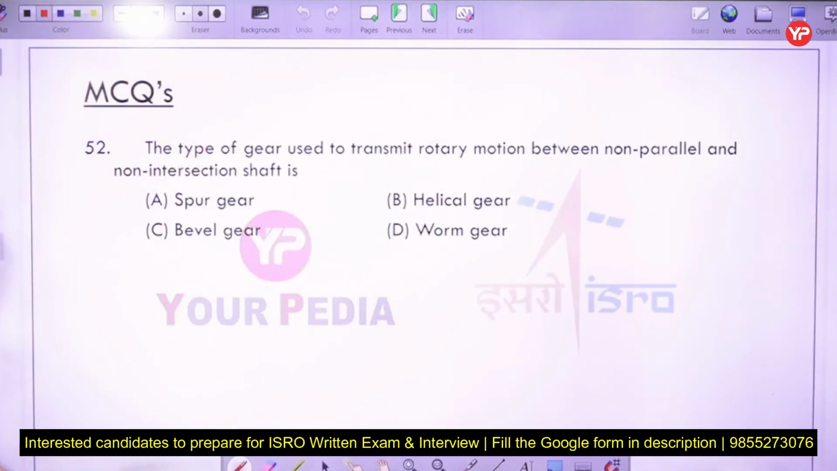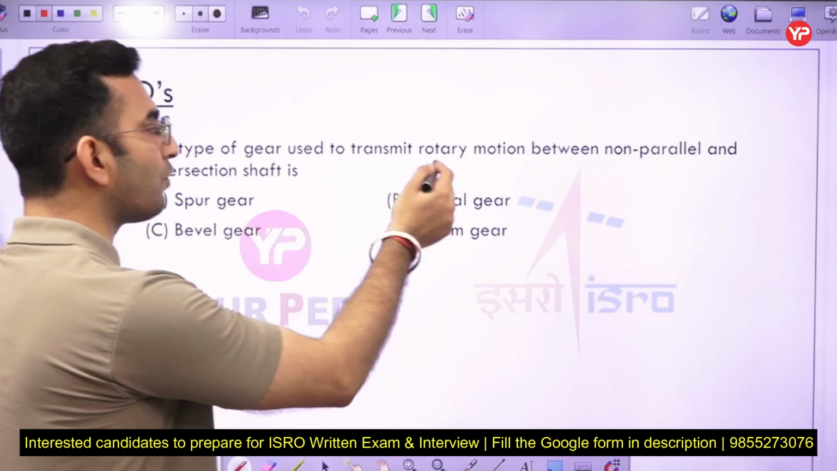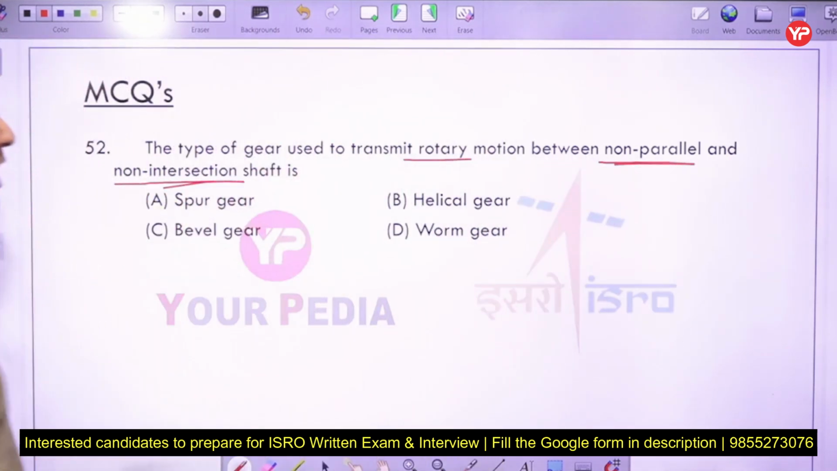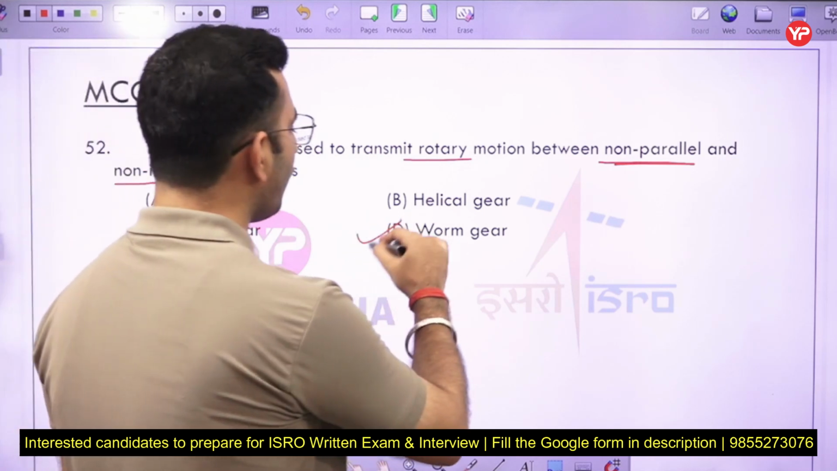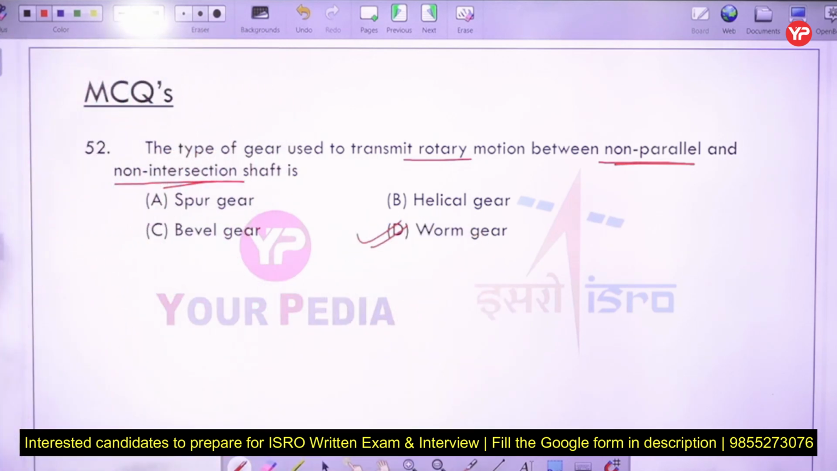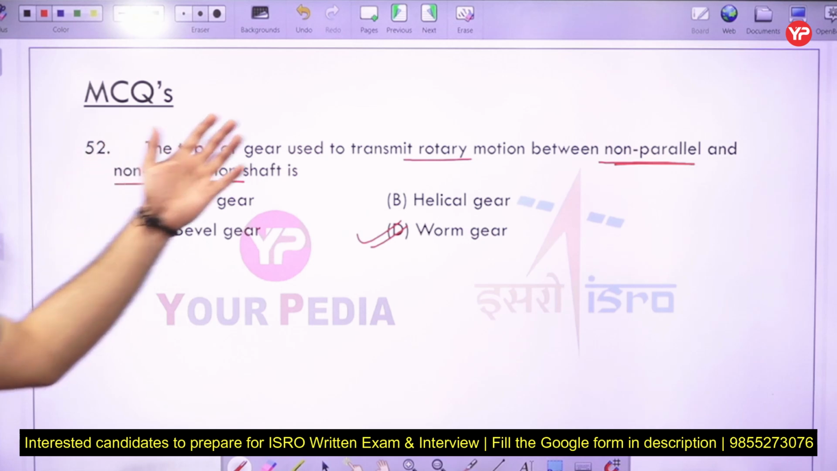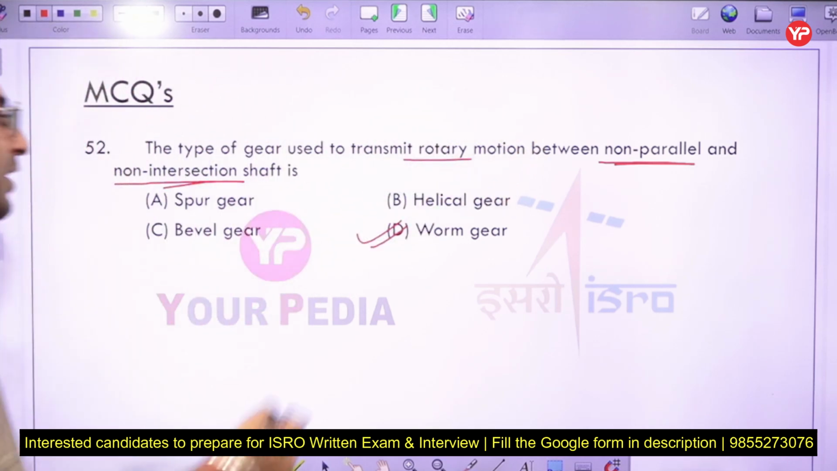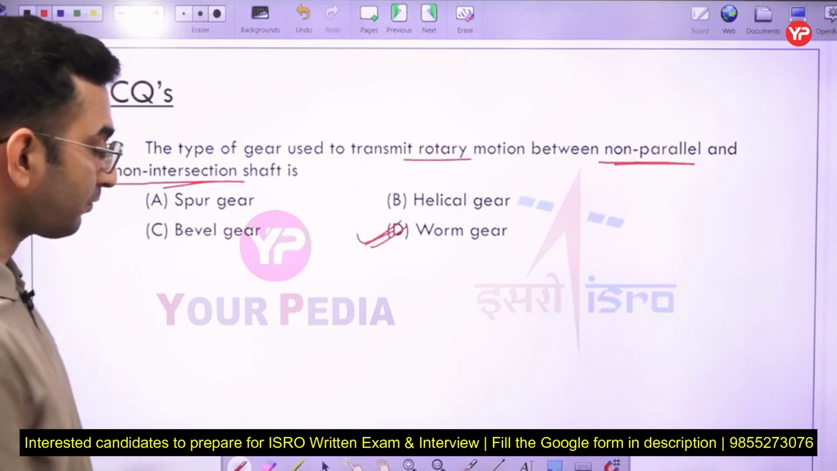The next question: the type of gear used to transmit the rotary motion between non-parallel and non-intersecting shafts. That's a very simple theory-based question. In this case, the worm and worm wheel gear are basically used to transmit the motion between non-parallel as well as non-intersecting shafts. So option D will be the correct one.